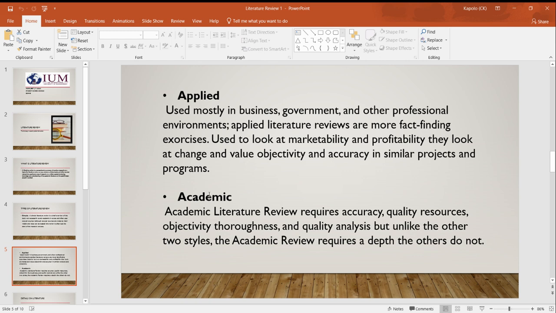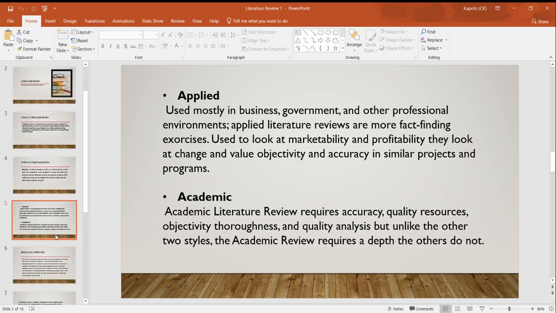And then we proceed to the academic literature review, which requires accuracy, quality resources, objectivity, and also quality analysis. But unlike the other two styles of review, this one requires depth. This requires more depth than the others do. So that's the difference between the three types of literature review.